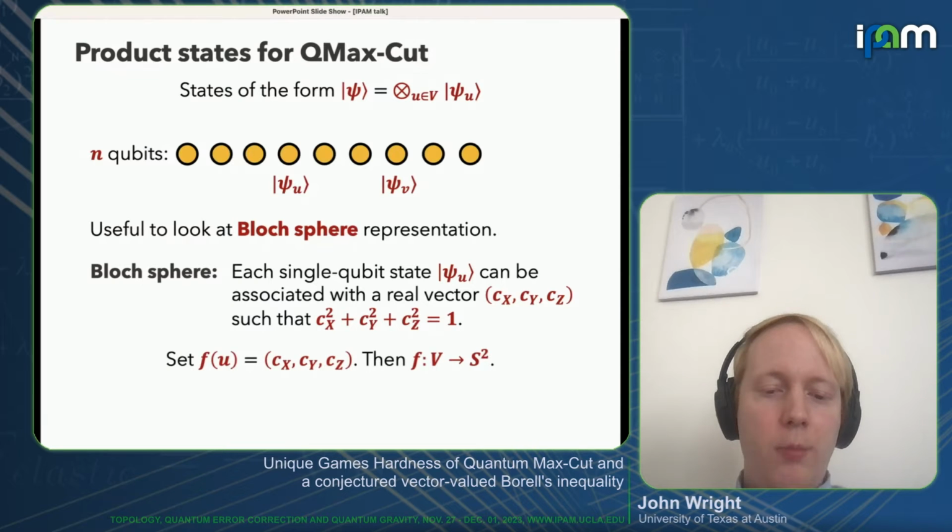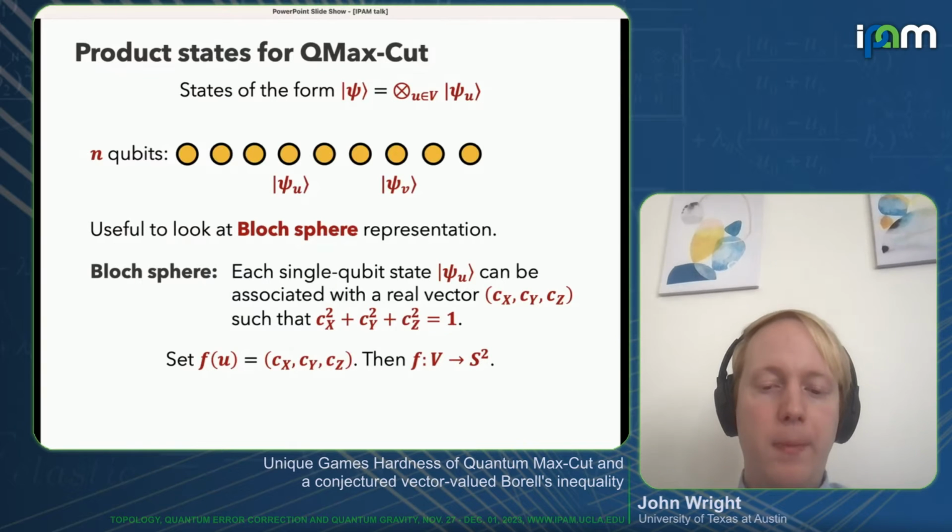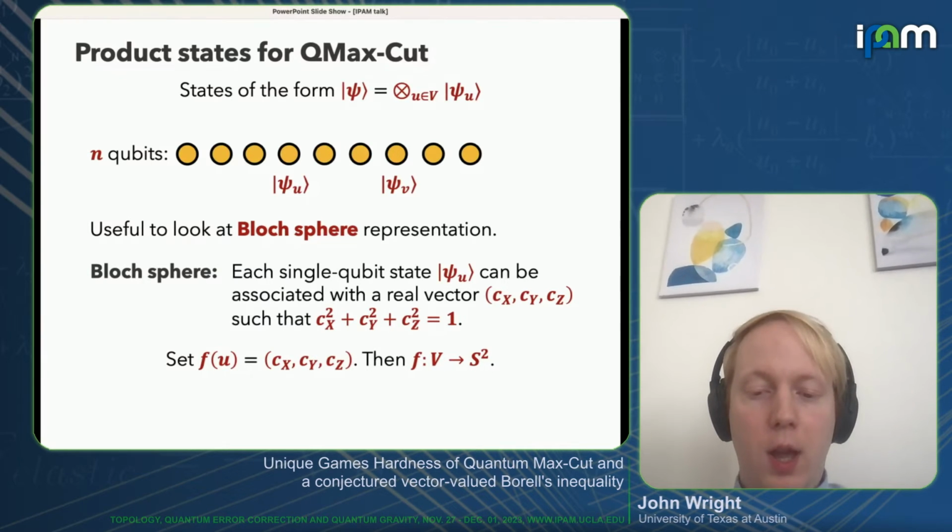One way I'll think of this Bloch sphere representation is that since we have a product state, for every u there's a Bloch sphere representation. So let me set f of u to be the function which maps u to its Bloch sphere representation. Then f is a function that maps our vertices into three-dimensional unit vectors, i.e. the unit sphere in R3, which we'll write as S2.